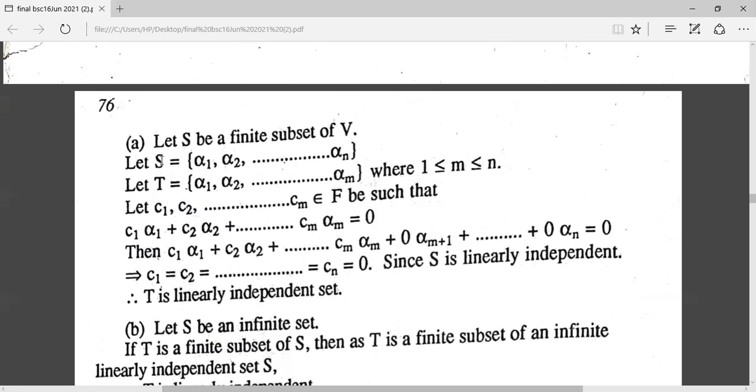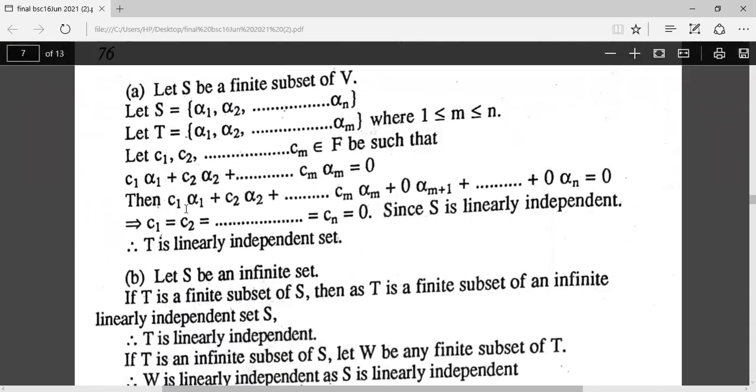If I prove that, obviously T is linearly independent, because in the definition of linear independence, if the linear combination of alpha 1, alpha 2 to alpha m is 0, then each of the scalars must be 0. If one scalar is different from 0, then it is linearly dependent. If all the scalars are necessarily zeros, then T is linearly independent. So it is enough if I can prove that C1 is 0, C2 is 0, C3 is 0, C4 is 0, so on. Cm is also 0. That we shall establish further.